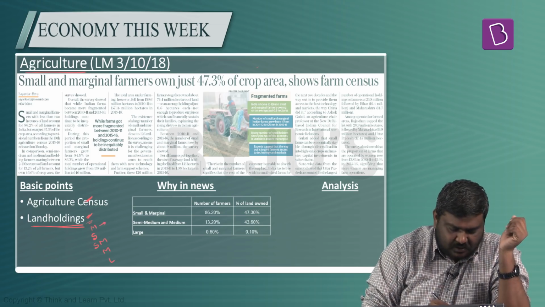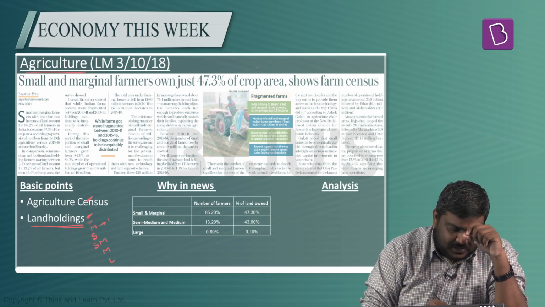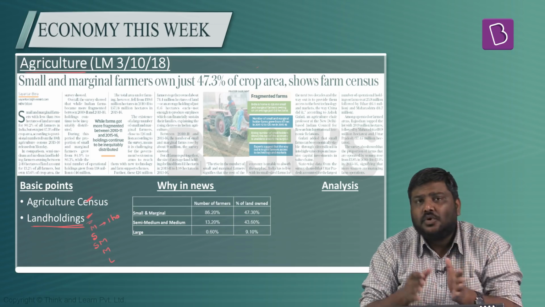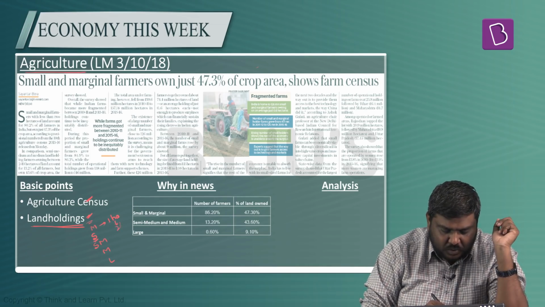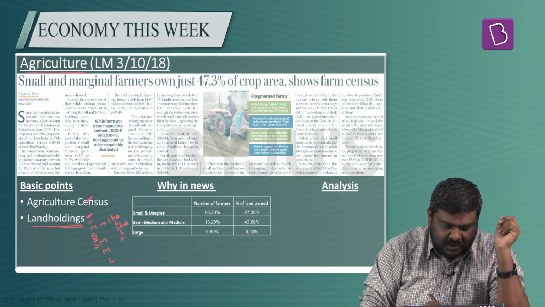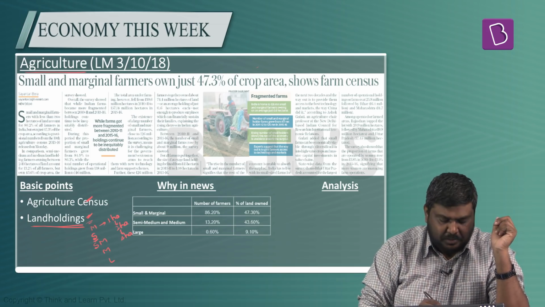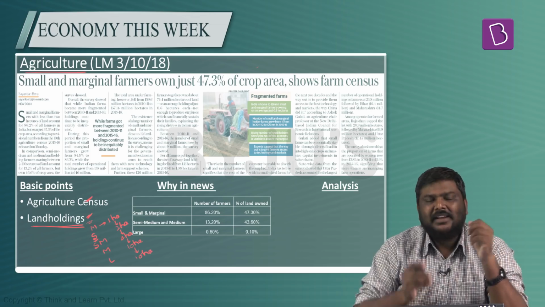Usually the marginal will represent a land holding or size of the farming unit which is less than 1 hectare or up to 1 hectare. And small means more than 1 hectare but up to 2 hectare. Semi-medium represents more than 2 hectare but up to 4 hectare. Medium represents more than 4 hectare up to 10 hectare. And large basically represents more than 10 hectare.